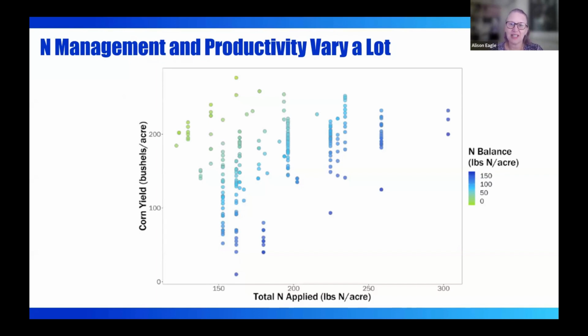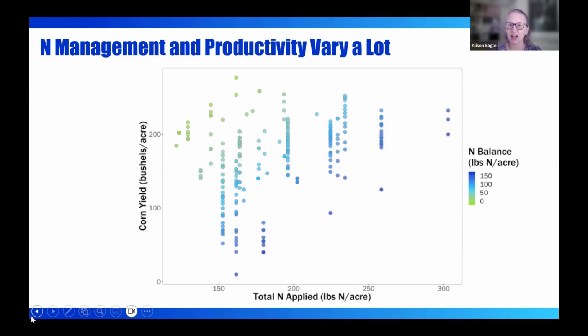On this slide, we see data from about 300 grain corn fields that were enrolled in the Farmers Business Network RAF program in 2022. Each dot represents one field in that year. Along the x-axis, we see the total nitrogen applied, which ranges from less than 150 to up to 300 pounds of nitrogen per acre. On the y-axis, going up, we see corn yield, which also has a significant range.